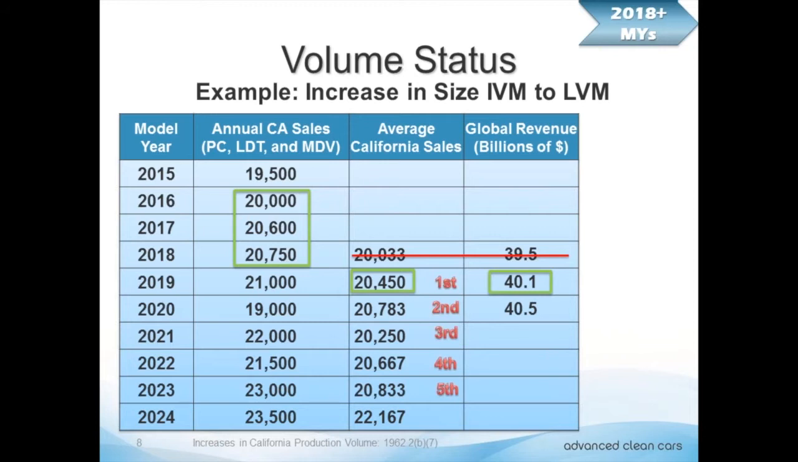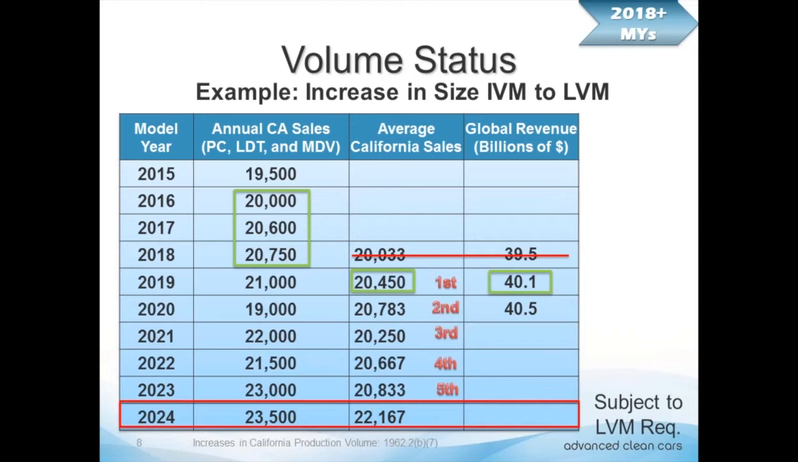According to this chart, this manufacturer will continue to have a global revenue greater than $40 billion in 2020, the last year for the global revenue test, and will also have average California sales greater than 20,000 vehicles in 2020 through 2023 model years. As a result, this manufacturer will now be subject to large volume manufacturer requirements starting in model year 2024.